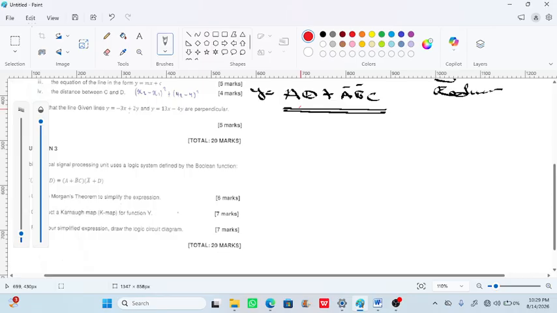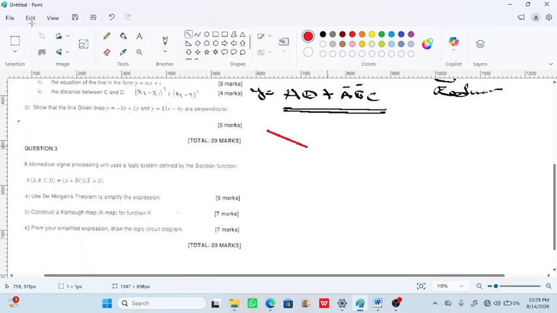We have A, B, C, and D. So we have 4 inputs, and we're going to have something like this. I'll use a straight line here so that it can be representable. Since we have 4 inputs, we're going to have 4 rows and 4 columns.